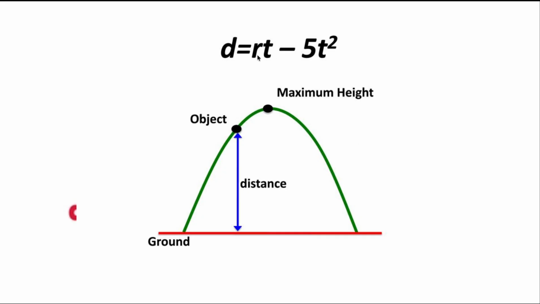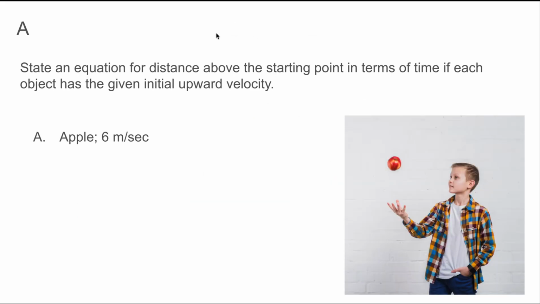And so this is the formula. D = rt - 5t². D stands for distance that it's traveling, the vertical distance. R is the rate in which it travels, like it's 20 meters per second or 5 meters per second or 5 miles per hour. Okay, and then we figure out our time, how long it takes to get a certain distance.